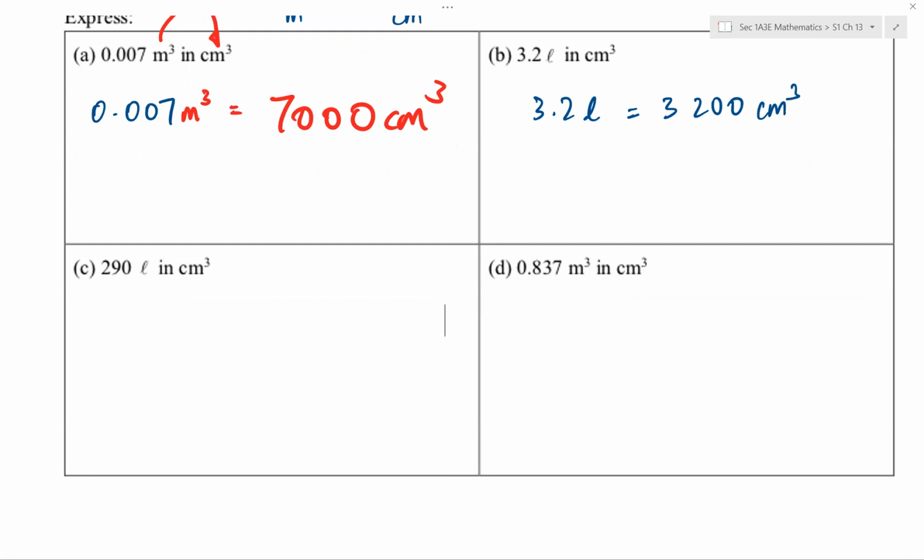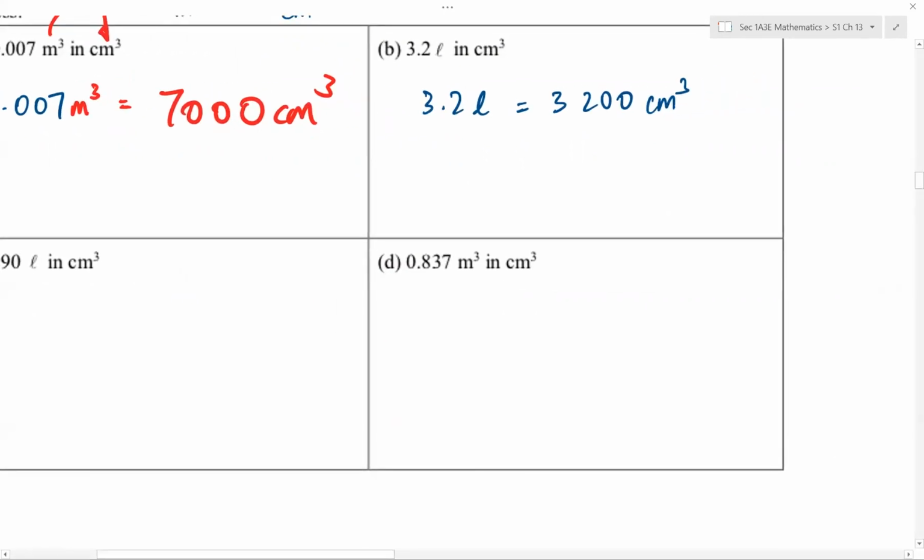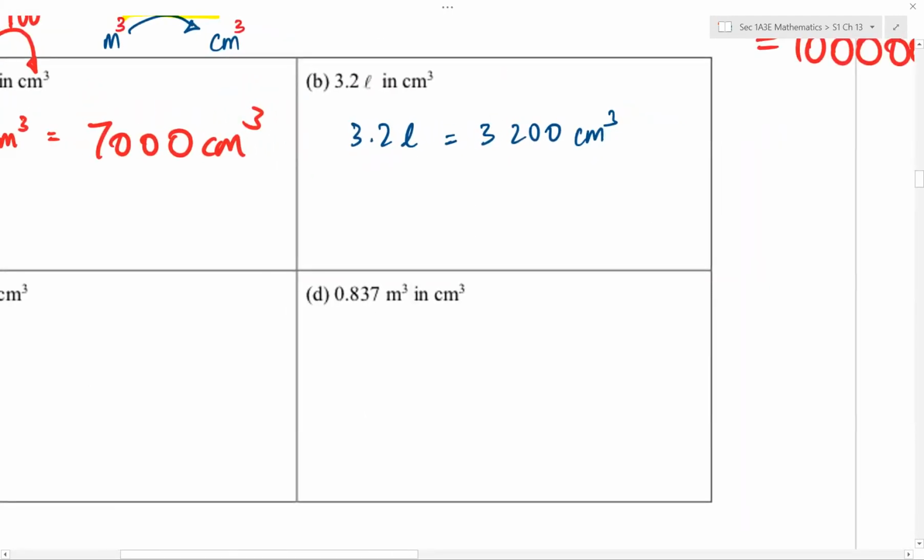Okay, I'm going to start calling people. Part D. Sabrina, can you help us? Part D, 0.837 cubic meters to cubic centimeters. How? Give me the method. I don't want the final answer yet. Sorry? What is it? Multiply by 1 million. Is it? Okay, correct. Multiply by 1 million.